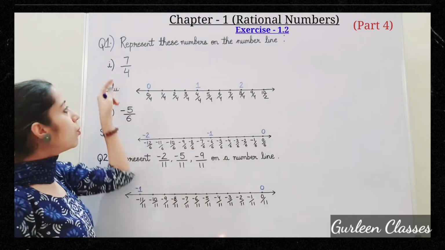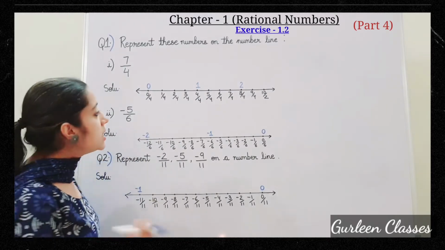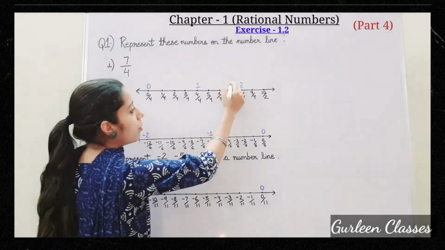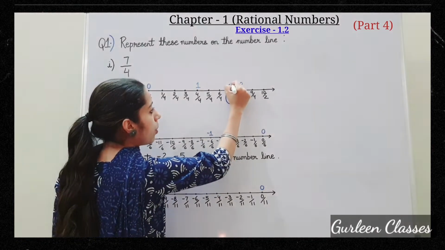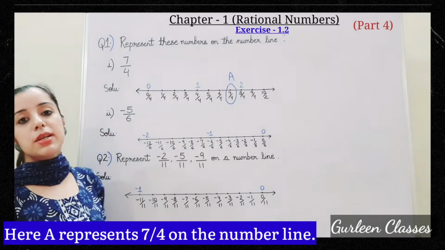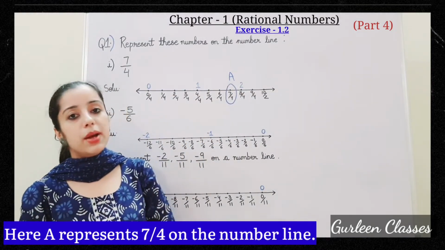So here we have to represent 7 upon 4. 7 upon 4 is 5 upon 4, 6 upon 4, 7 upon 4. So circle this 7 upon 4 and write here A. So here A represents 7 upon 4 on the number line.